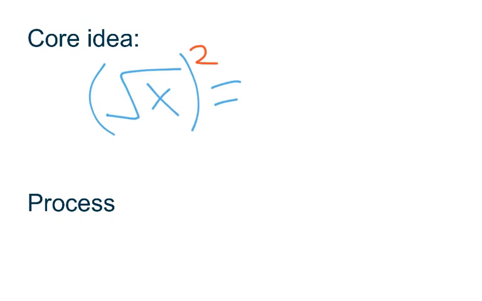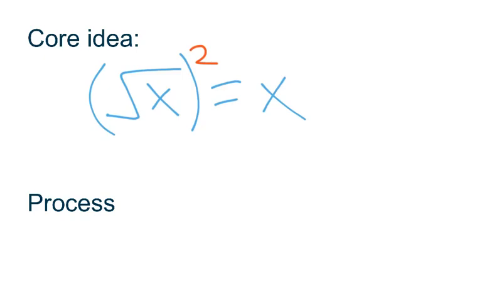First of all, I want to talk about the core idea. When we're looking at square rooting something, we need to understand that squaring it undoes the square root. And so that is the core idea behind solving radical equations.